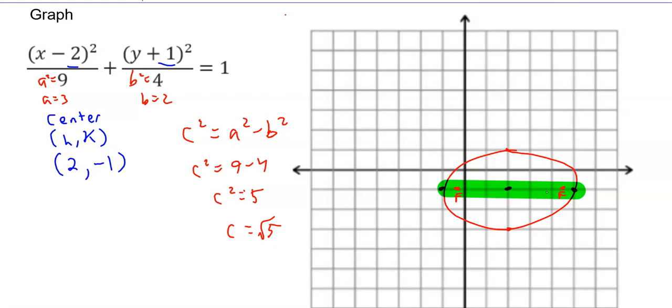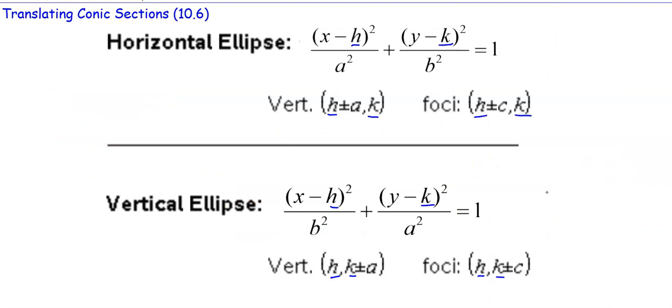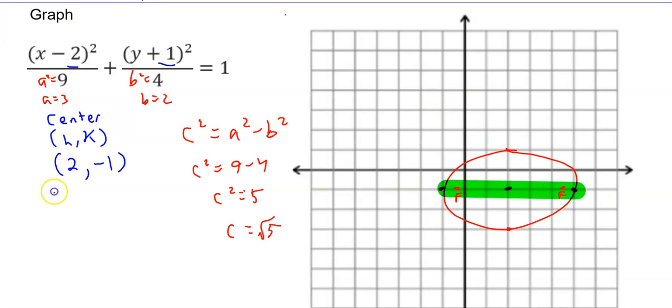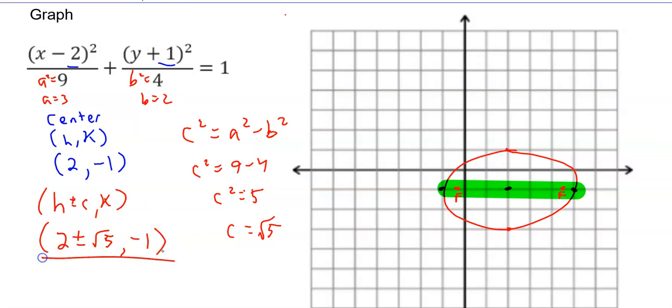And for the actual ordered pairs, this is where it really might help. This is a horizontal ellipse, so you might want to use this formula, h plus or minus c comma k. Let me just write that down. The ordered pairs of those points would be 2 plus or minus square root of 5, because that's c, comma k, which is negative 1. That's the best way to write it, with the exact values in there. Some people will use the decimals, and I'm not a fan of that. I like the exact values written in the ordered pairs.